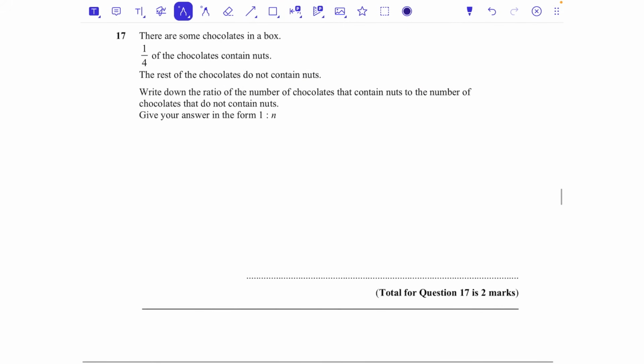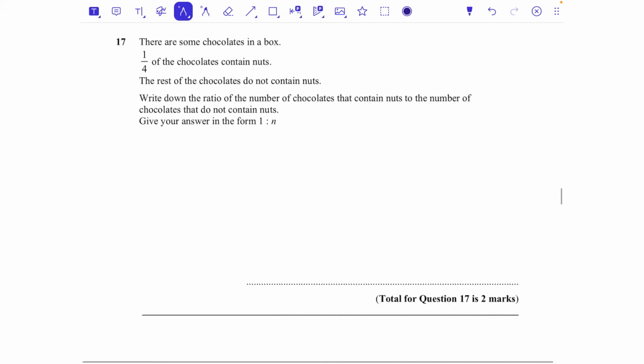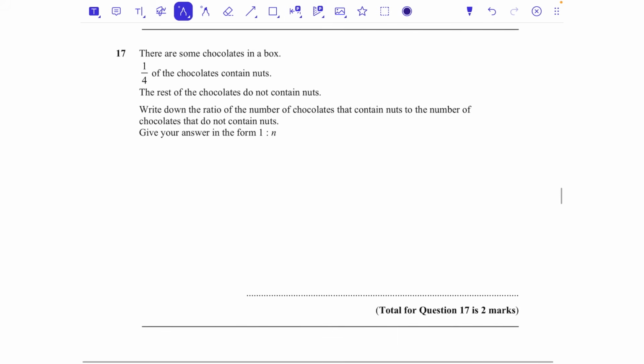There are some chocolates in a box. A quarter of the chocolates contain nuts. The rest of the chocolates do not contain nuts. Write down the ratio of the number of chocolates that contain nuts to the number of chocolates that do not contain nuts. Give your answer in the form 1 to n.